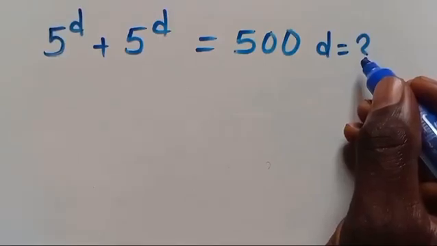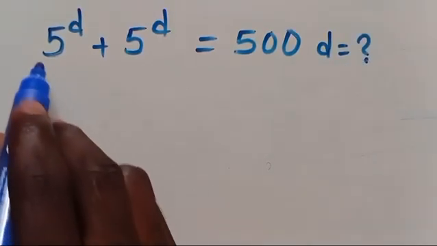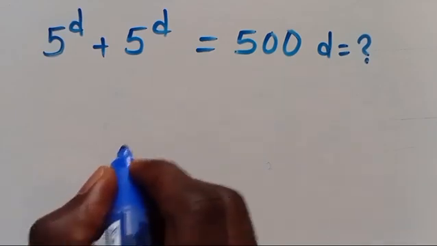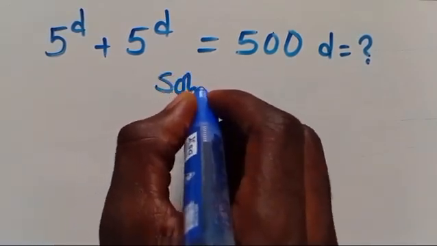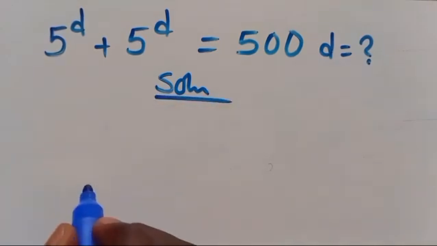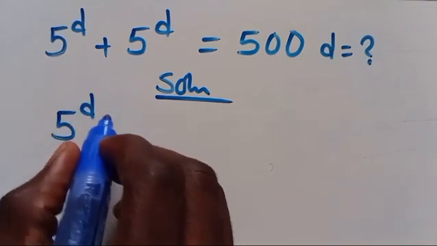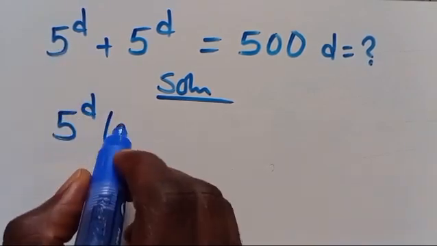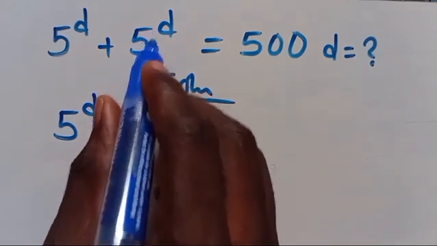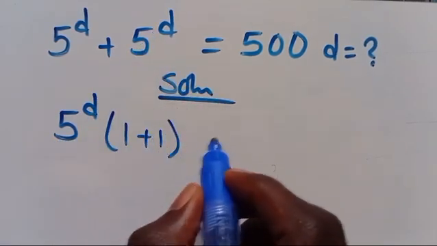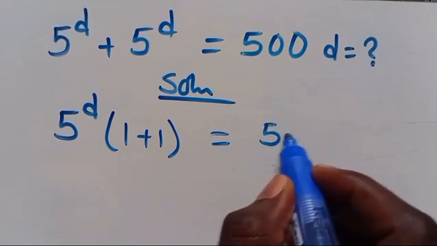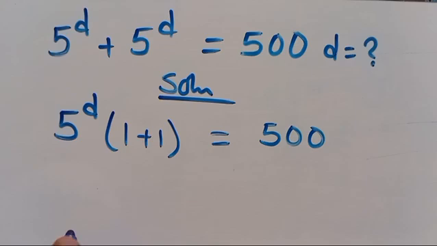What is the value of d, given that 5 to the power of d plus 5 to the power of d equals 500? Let's have the solution from here. We have 5 to the power of d in common, so we can factor it out: 5 to the power of d times 1 plus 5 to the power of d times 1, then equals 500.